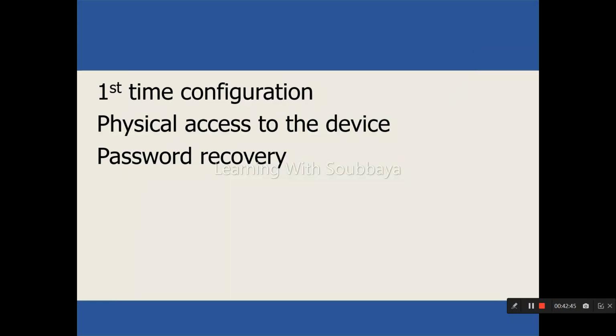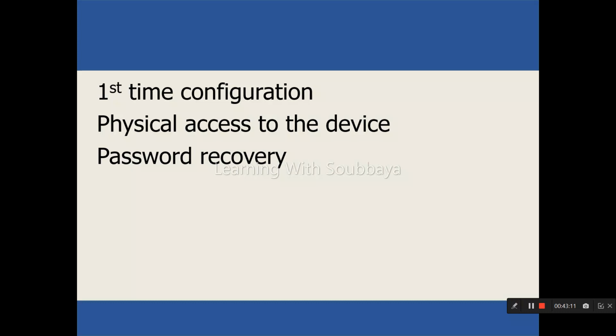When we are using console configuration, first time configure. I want to configure my router for the first time, then I have to go for console configuration. Next thing, I have physical access. I have physical access to the router because the router is with me. I am the network admin, I am going to control my router. I have full access to the router. Then I can go forward.